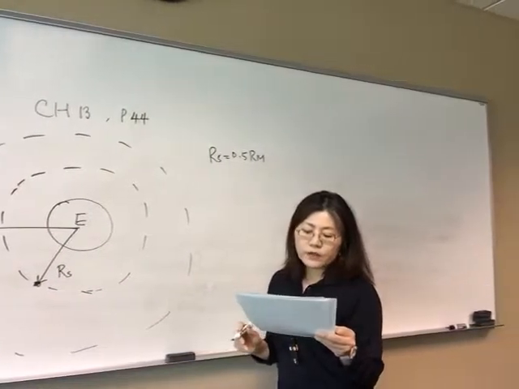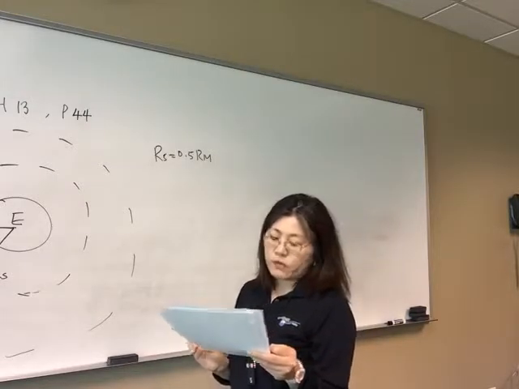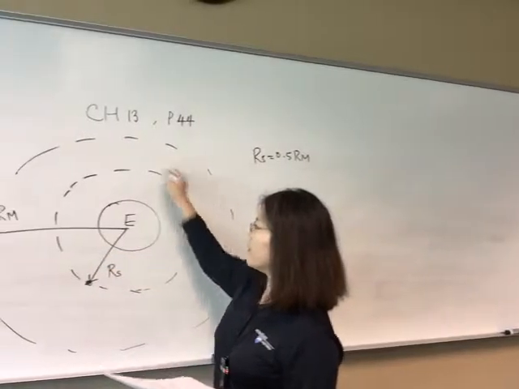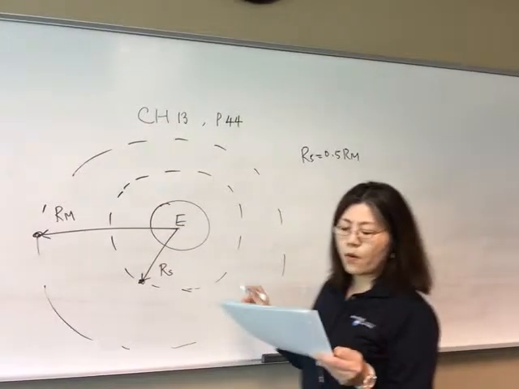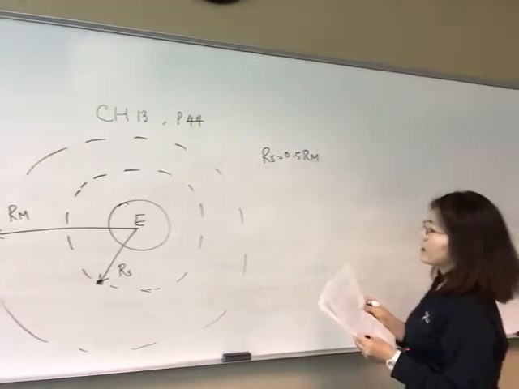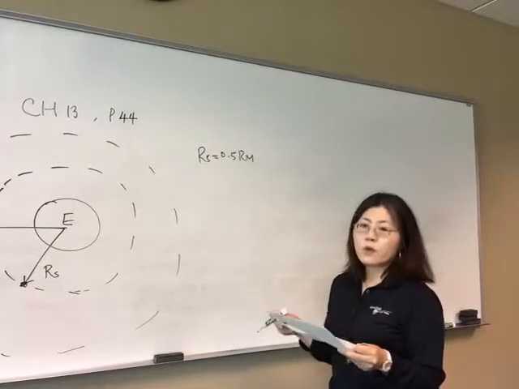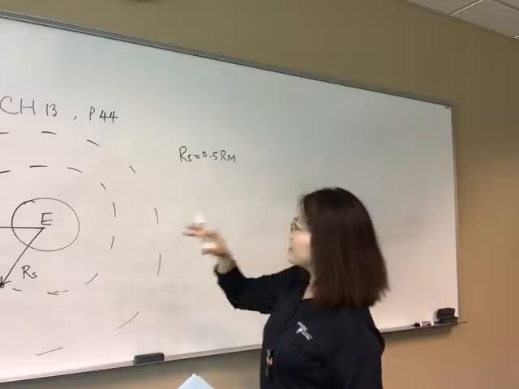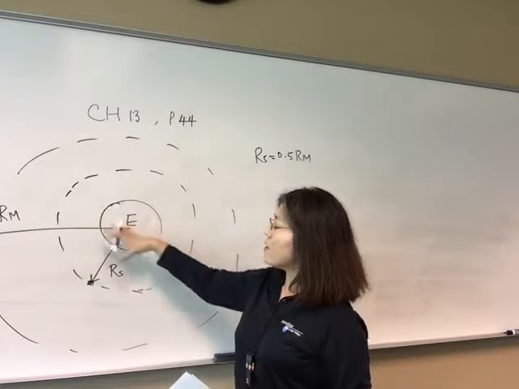And you're asked to find the period of revolution in lunar months. In other words, you want to find how fast it orbits around the Earth, and then express that in lunar months. Okay, so let's see how we approach this problem. You have two orbiting objects around the Earth.